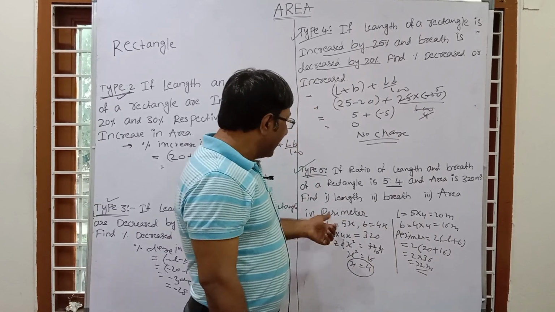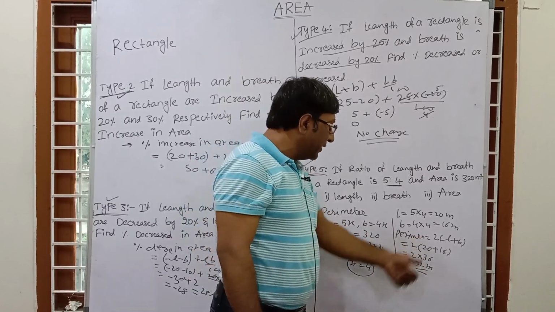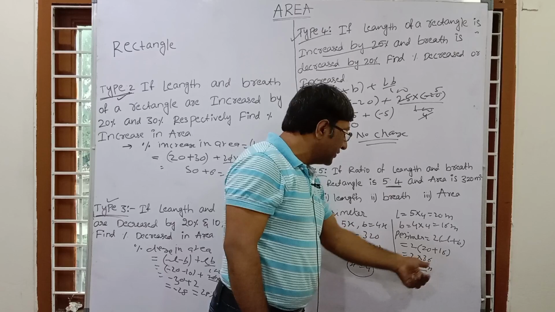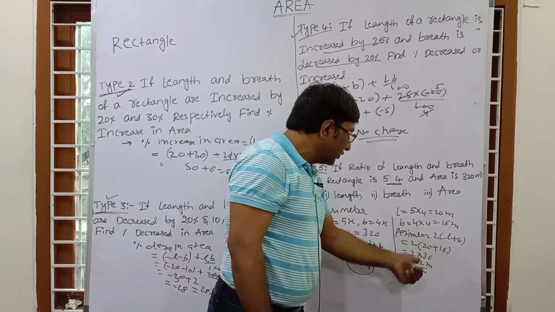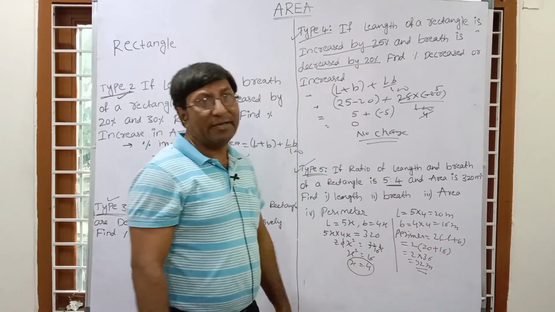Right answer. Perimeter is what? 2 into length plus breadth. 2 into 20 plus 16, that is 36. So 72 meter is our right answer.